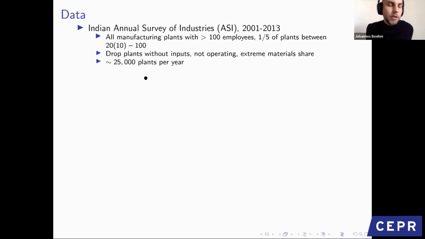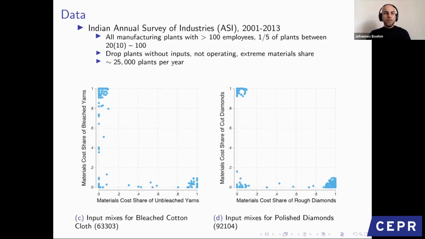And the really interesting and, I think, unique aspect of this data is that you have very detailed information about the mix of intermediate inputs that these plants are using. Okay? So here you see two examples. That's the polished diamond industry on the right here. So this is all single-product plants in our data that only report producing polished diamonds, which is one of those 5-digit product codes, which we have both on the output and on the input side.